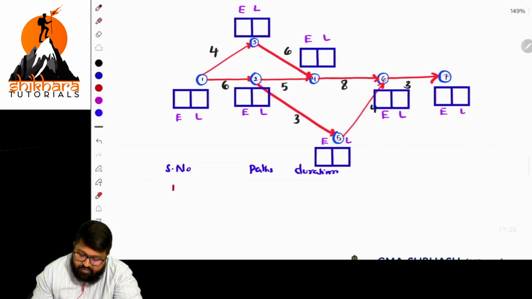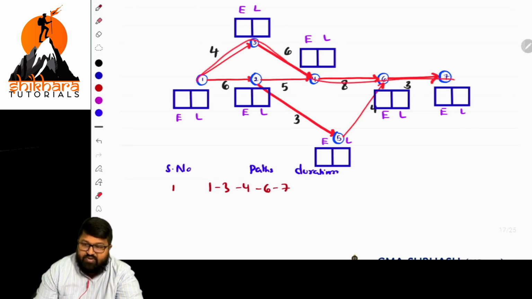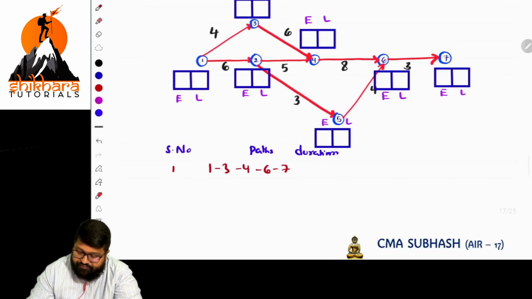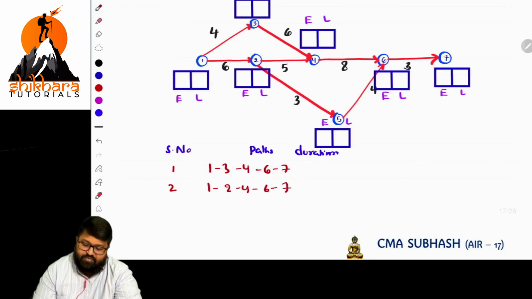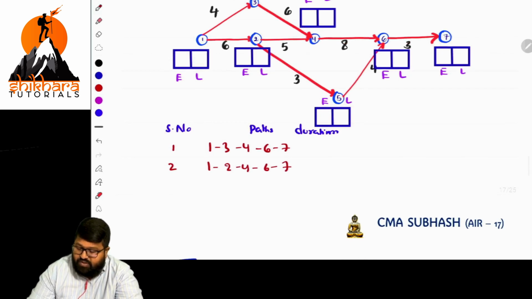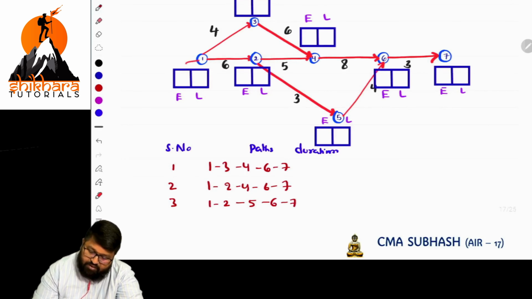First, what is the path now? 1 to 3, 3 to 4, 4 to 6, 6 to 7. That is one path, because it goes from the starting event to the ending event. Next, what is the second path? 1 to 2, 2 to 4, 4 to 6, 6 to 7. The second path. What about the next one? The third alternative is 1 to 2, 2 to 5, 5 to 6, 6 to 7. So this is the alternative path.